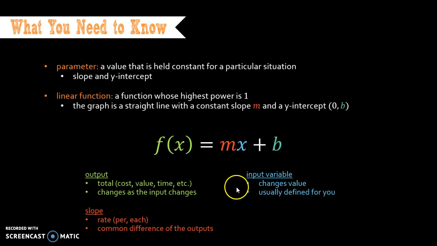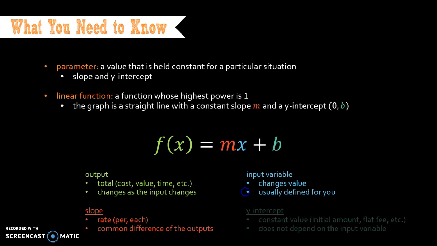Your input variable is what drives the entire thing. It's what changes value. You can plug in different values for your input. This is the only thing that can change. Usually your input variable is defined for you. It'll say, hey, your input is the number of boxes or the number of cars or something like that. It's usually defined for you.